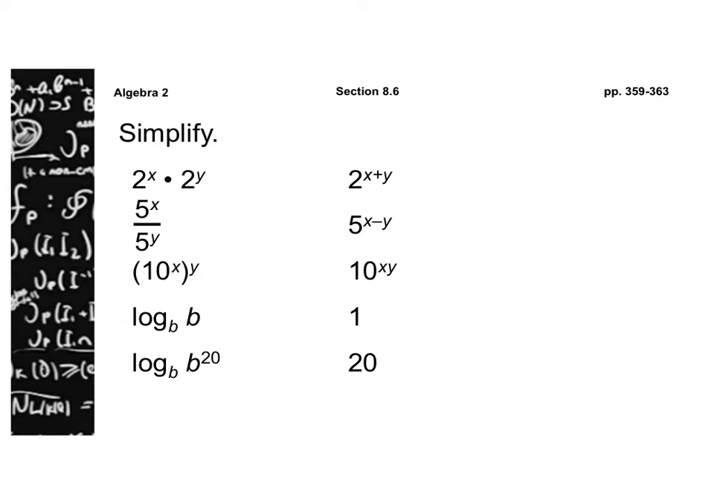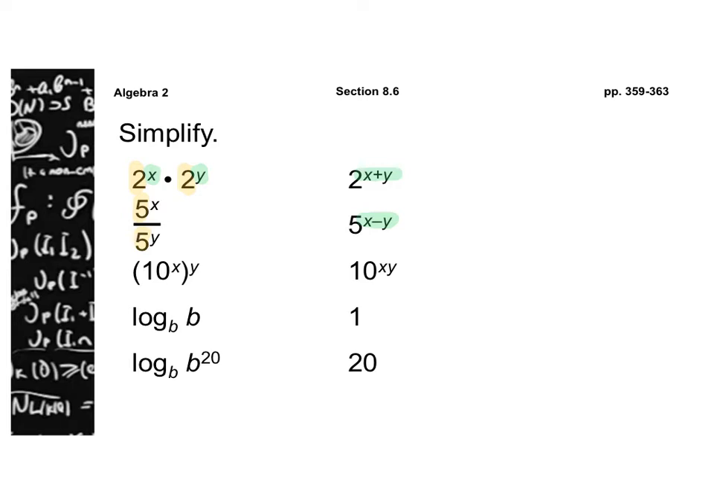So remember when I had the base times the height, if the base is the same, both bases are 2, this means I can add the exponents. So I end up with 2 to the x plus y. When it's division and the bases are the same, basically you're subtracting the exponents.